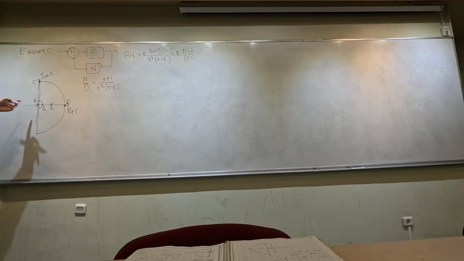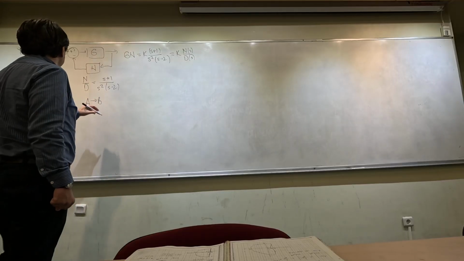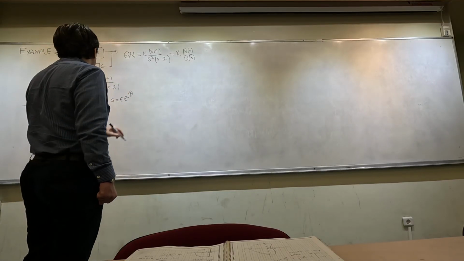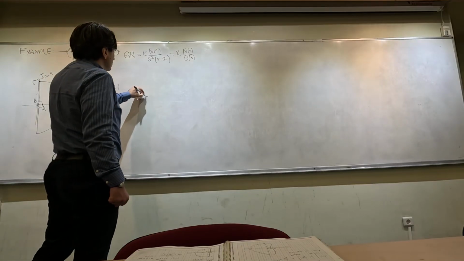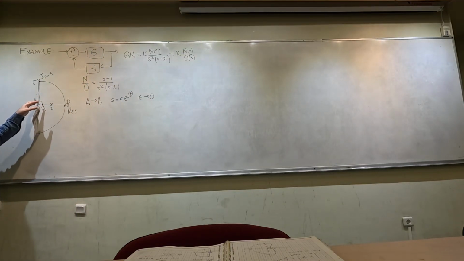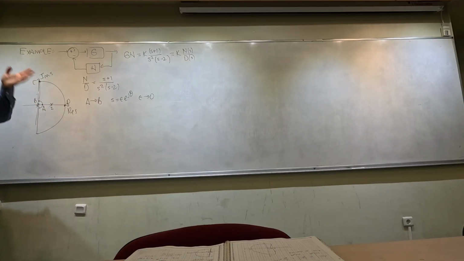The first thing that I'm going to do is parameterize the part from A to B. When I parameterize the part A to B, I'm going to write S equals epsilon e to the j theta, and here epsilon should go to 0. This is going to be the part where the Nyquist plot is going to be infinite. It's going to blow up because this distance goes to 0 as epsilon goes to 0. So this part from A to B of the Nyquist plot is always going to be at infinity.